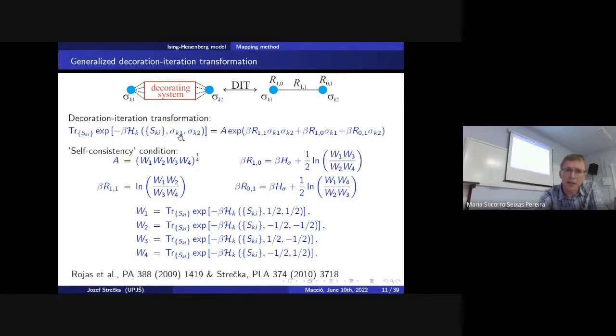And by simply placing all 4 possible combinations of Ising spins, you will get 4 algebraic equations, which you can, of course, solve. And these 4 algebraic equations determine unambiguously, through the self-consistency condition, all 4 unknown mapping parameters, and they will be expressed in terms of the Boltzmann weight for a particular configuration of Ising spins. So this idea was elaborated by Onofre and his colleagues and myself roughly 10 years ago.